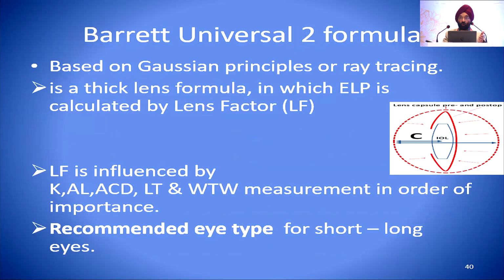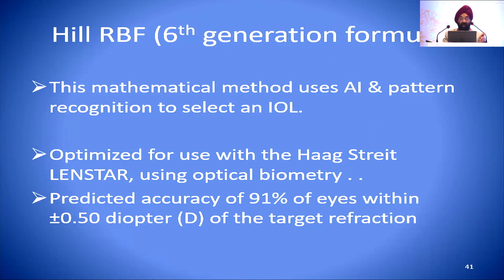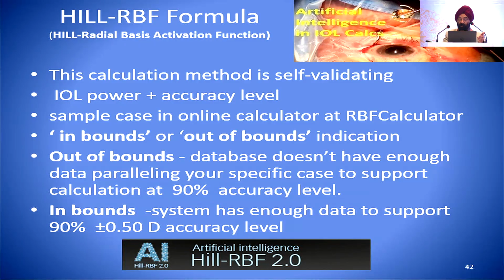But let us talk about the formulas which have become very popular. Barrett Universal 2 formula uses lens factor, which is dependent on keratometry, axial length, anterior chamber depth, lens thickness, and white-to-white measurements. Hill RBF uses artificial intelligence, and it gives you accuracy within 0.5 diopter in more than 91% of the cases.